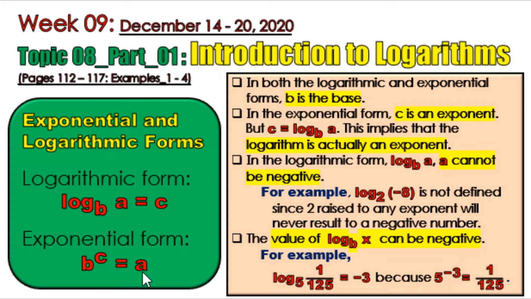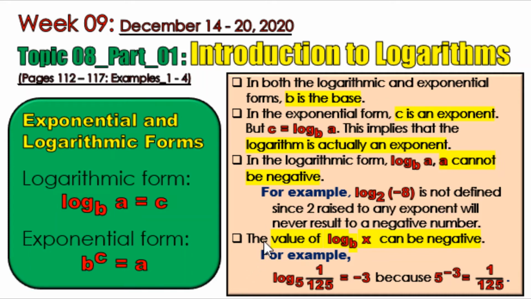In the logarithmic form, logarithm of a to the base b, a cannot be negative. Again, a cannot be negative. For example, logarithm of negative 8 to the base 2 is not defined, since 2 raised to any exponent will never result to a negative number. So you cannot find any number as the exponent of 2 to get negative 8. So again, a cannot be negative.